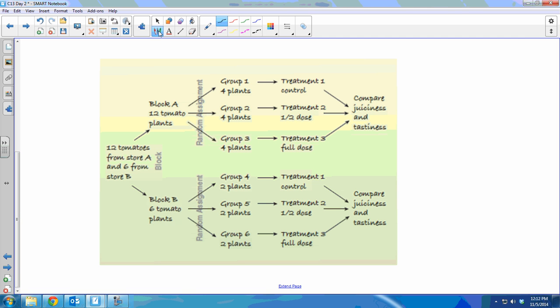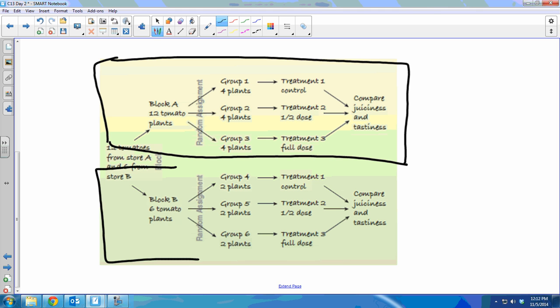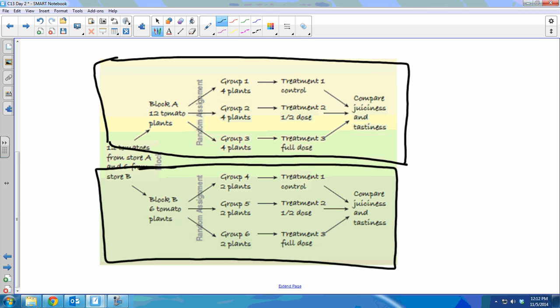So you have the same exact experiment going on in both sections. That was the experiment we designed earlier. And you have the same exact experiment going on at the same time with the other group. So you design it the same exact way. You have the same amount of groups, same amount of treatments, you're just doing it twice. Questions? So blocking, you have parallel experiments going on. That's the best way to think about it.